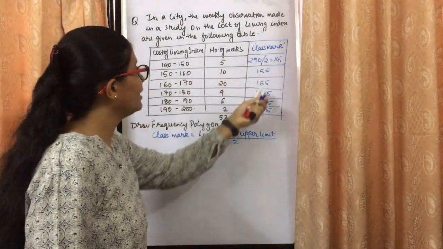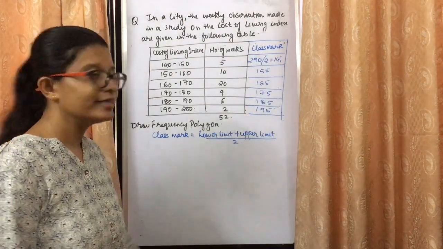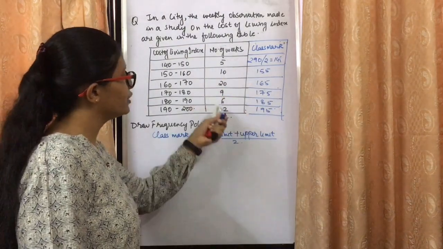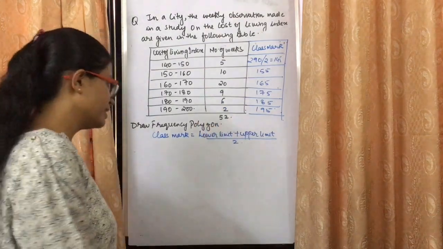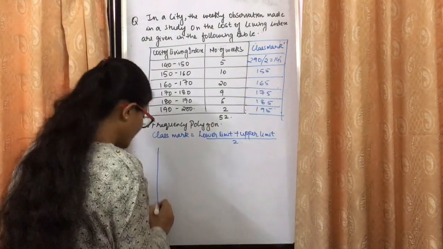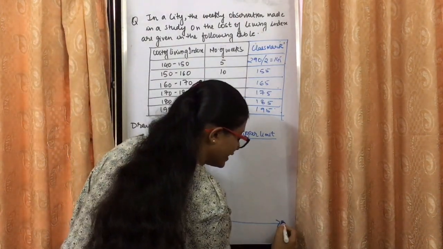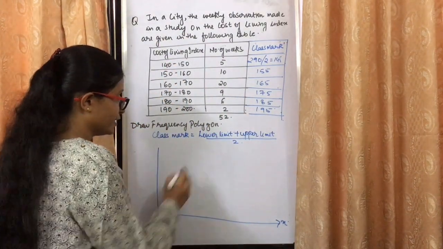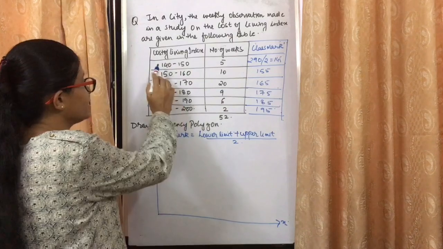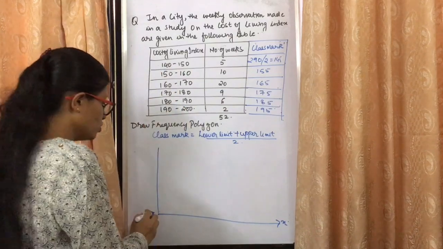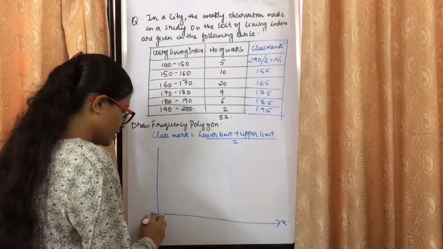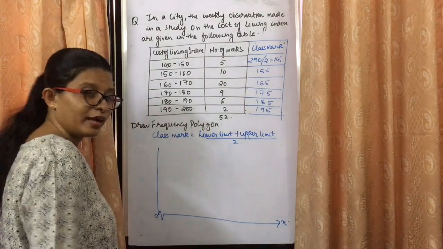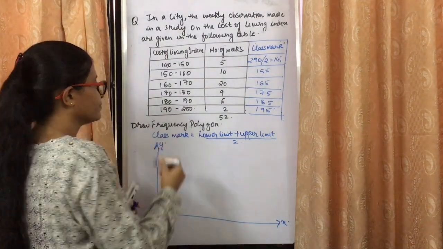Class marks is nothing but my cost of living index, and my cost of living index with the frequency, that is the number of weeks. So can I plot this way? What will I mark on my x-axis? The cost of living index. So this is my 0. Is my class interval starting with 0? No. So the origin remains, I need to put a kink over here. This is my y-axis.